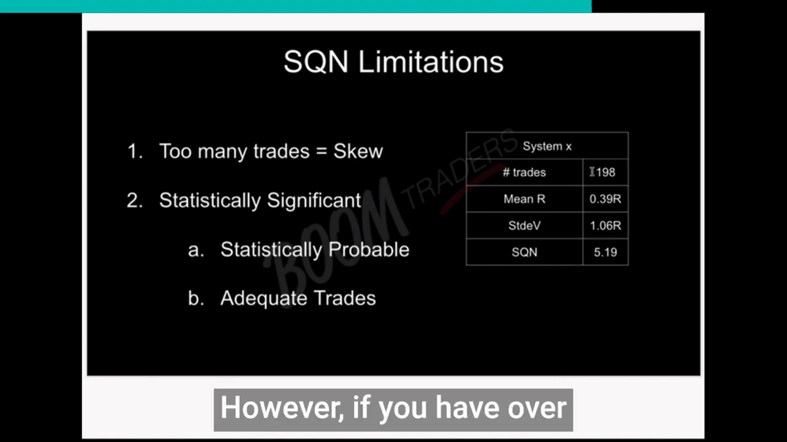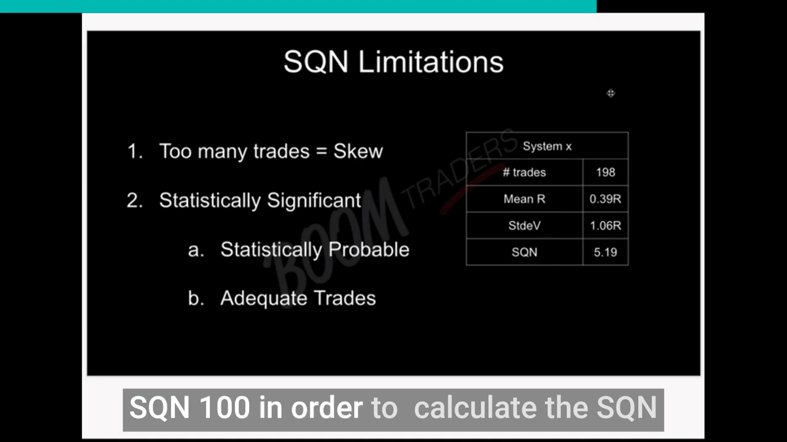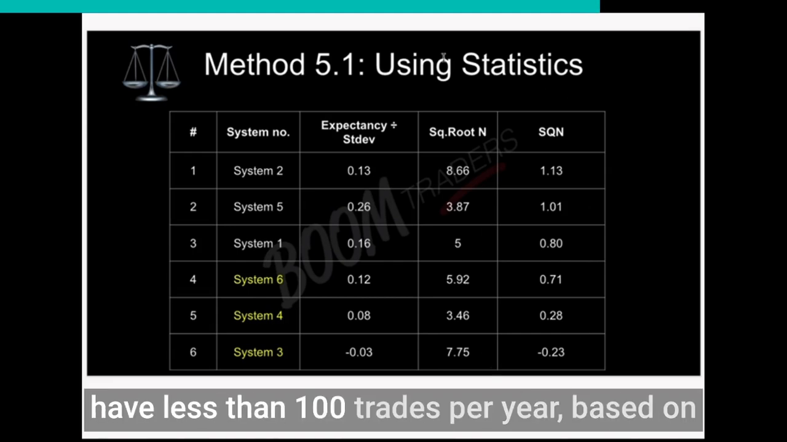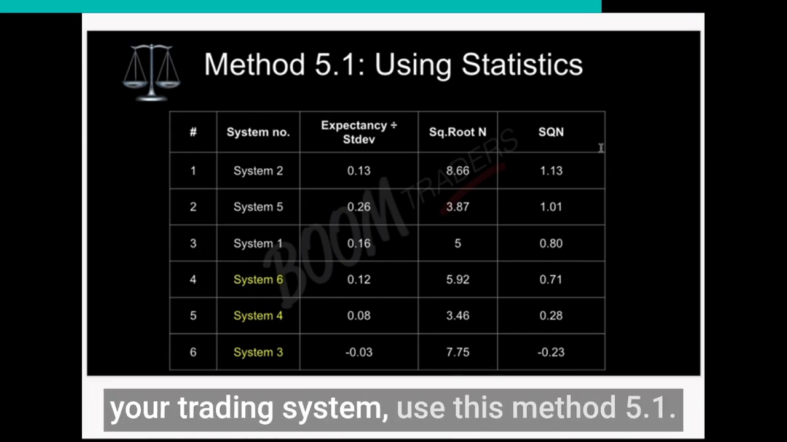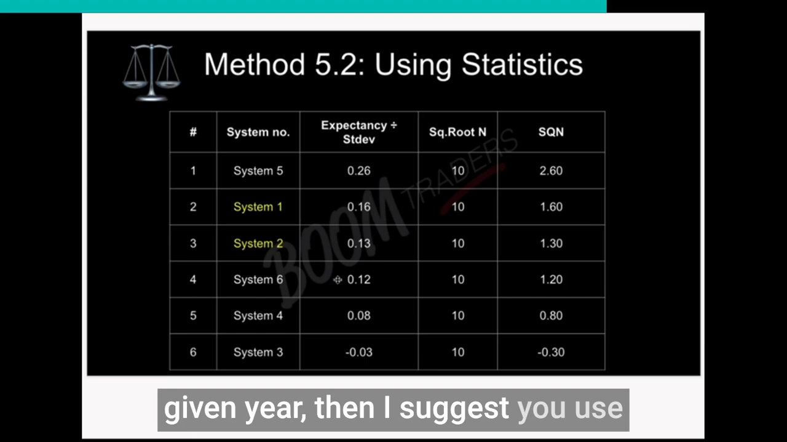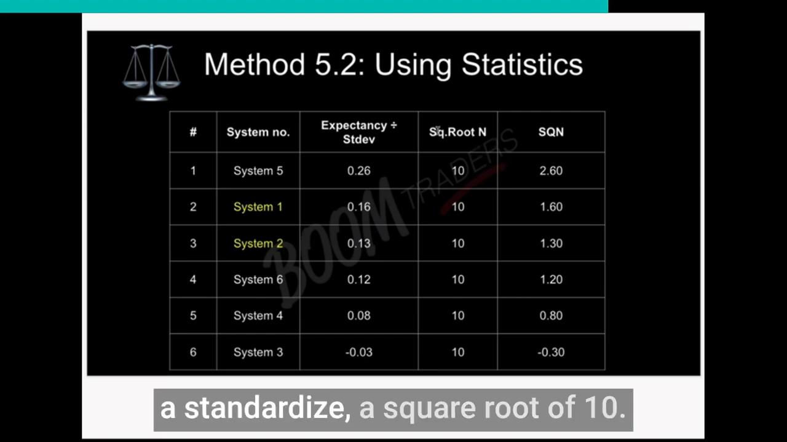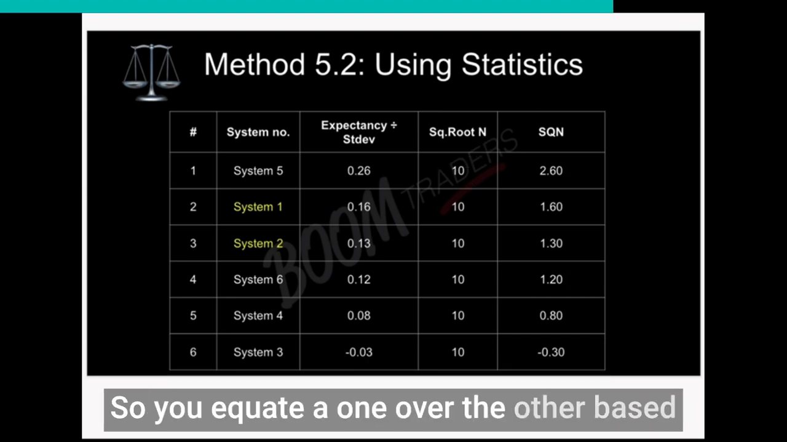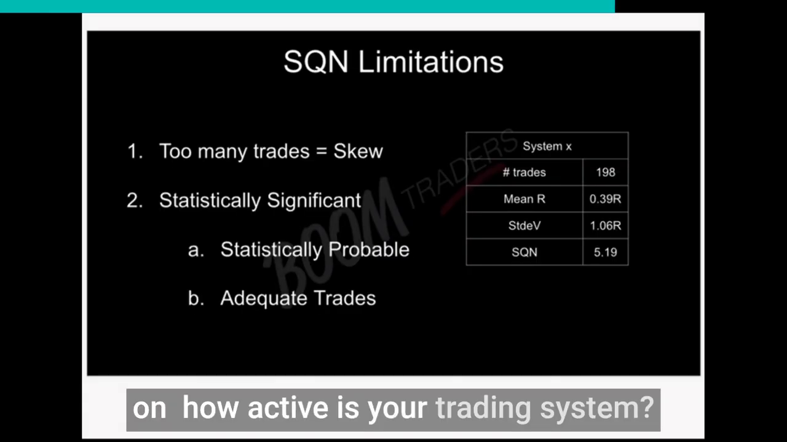However, if you have over 100 trades in a given year, then we advise that you simply use the SQN 100 in order to calculate the SQN. So basically what I'm saying is that if you have less than 100 trades per year based on your trading system, use this method 5-1. If you have over 100 trades in a given year, then I suggest you use a standardized square root n of 10. So that basically means 100 trades. So you equate one over the other based on how active your trading system is.